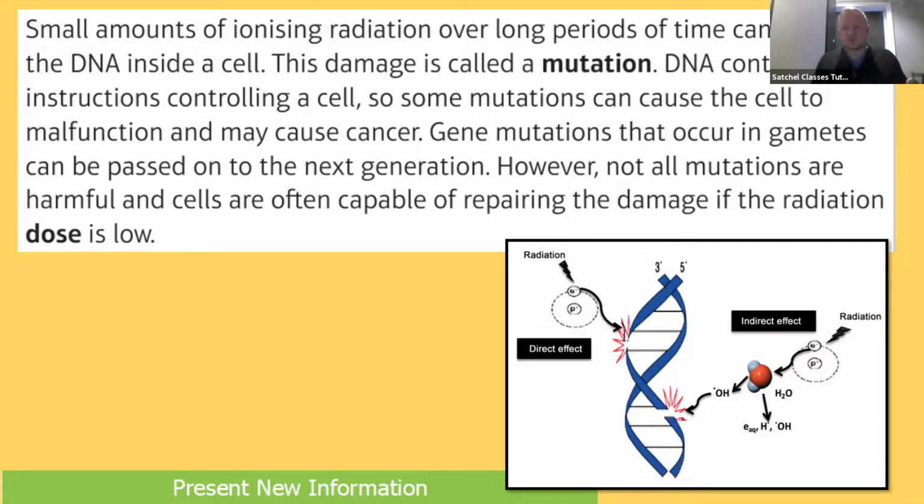However, not all mutations that occur are harmful, and cells are often capable of repairing the damage themselves if the radiation dose is kept low, which is why it's important to monitor and to know the exposure of radiation, which is why people working with radioactive sources, like our X-ray radiographers and our dentists, tend to wear dosimeters so they can measure their exposure over time to a dose.